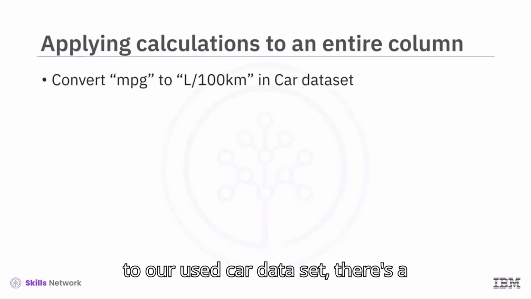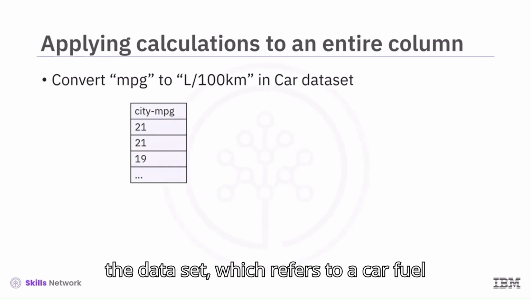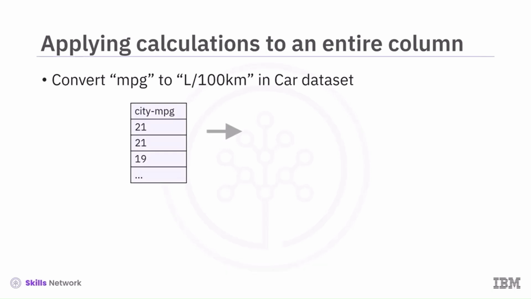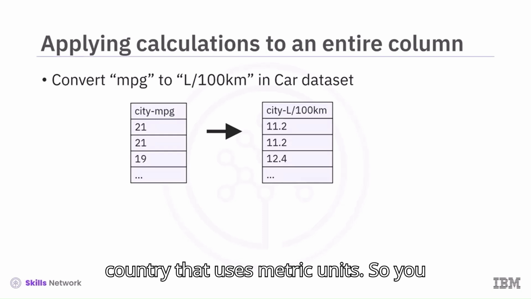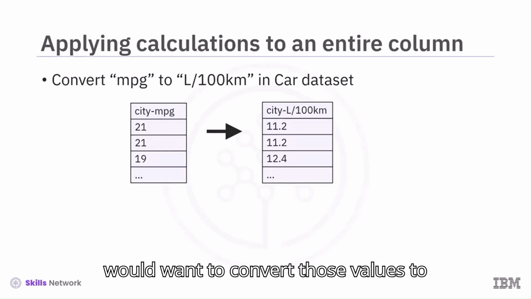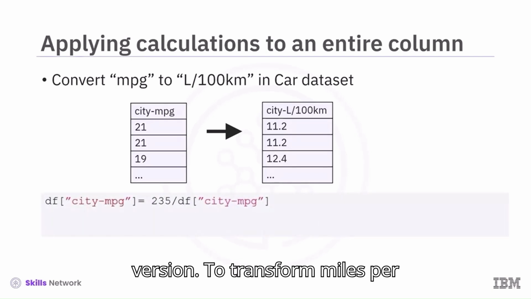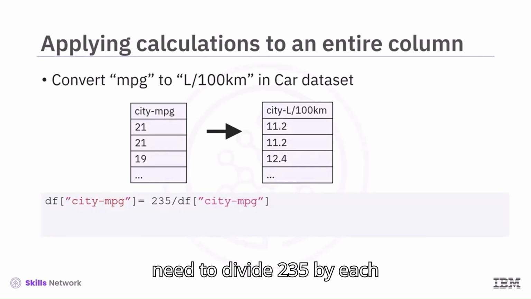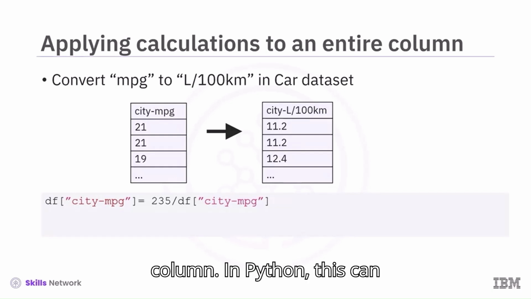Referring to our used car dataset, there's a feature named city miles per gallon in the dataset, which refers to a car's fuel consumption in miles per gallon units. However, you may be someone who lives in a country that uses metric units, so you would want to convert those values to liters per 100 kilometers, the metric version. To transform miles per gallon to liters per 100 kilometers, we need to divide 235 by each value in the city miles per gallon column.